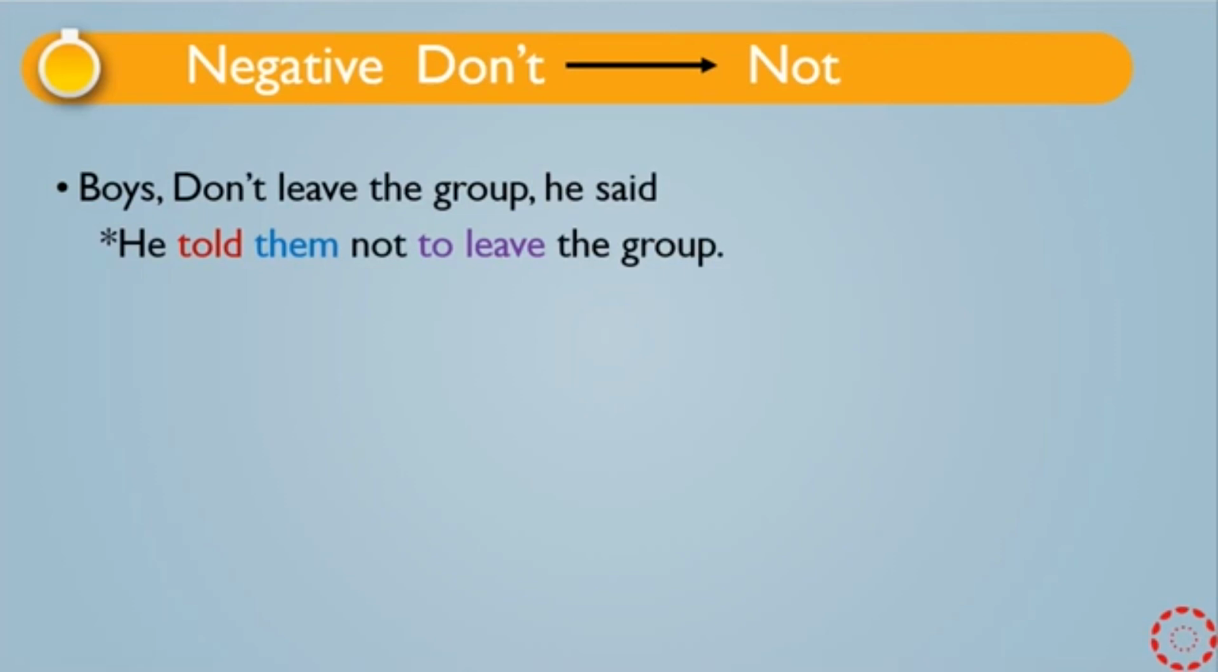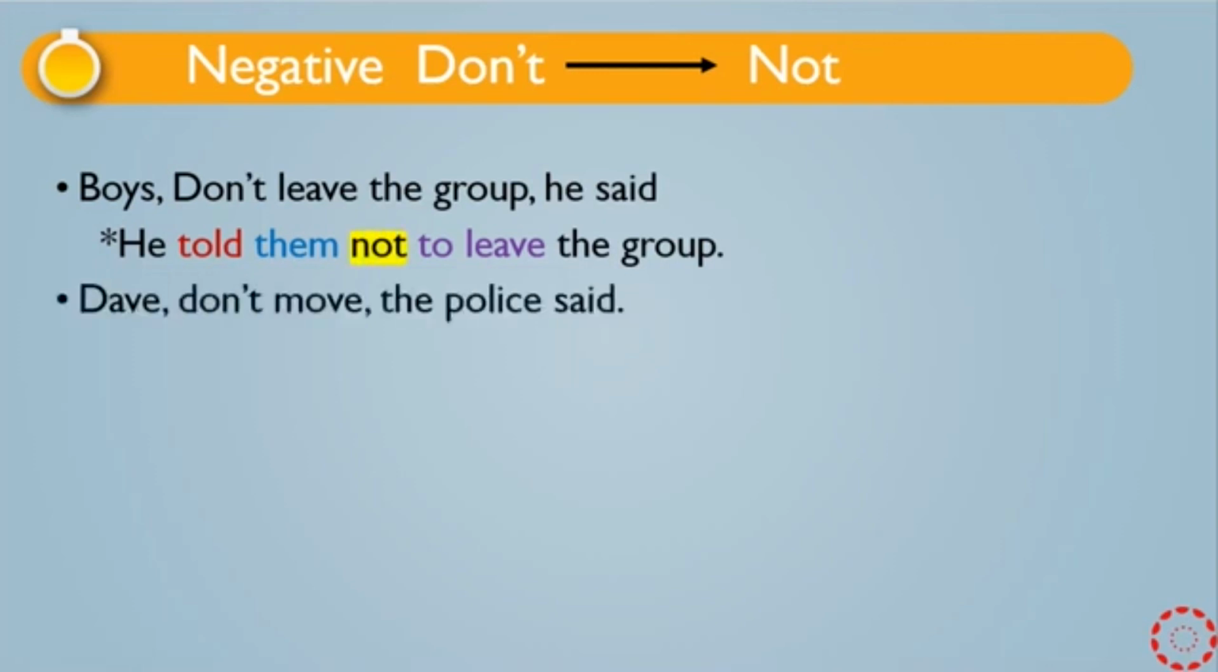So also you can say he said to the boys. But also it is very nice if you change to a pronoun. So it became he told them. Okay, he told them. Because if you have not here, which is don't, I will just put not after the object. So it became he told them not to leave the group.